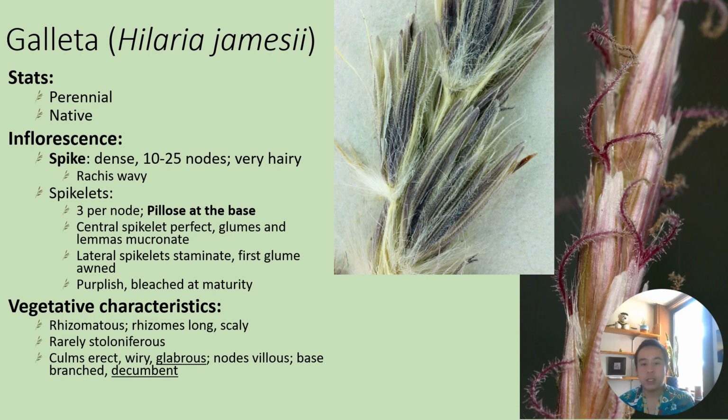The nodes are villous and the base is branched and often decumbent. So decumbent, I think we haven't really discussed that before, but when we're thinking about decumbent, you might think of a plant that starts at the base and grows along the ground and then goes upwards. So that's decumbent. It starts at a specific area, grows along the surface of the ground, and then goes upwards. And usually the blades are mostly basal and they usually will curl when they're dried.